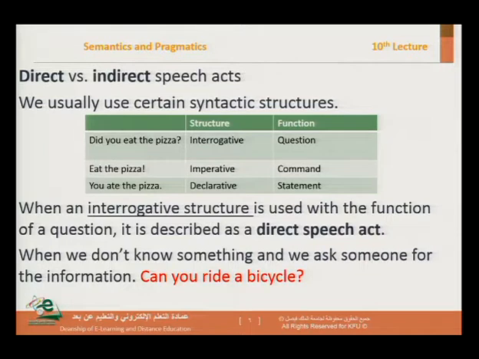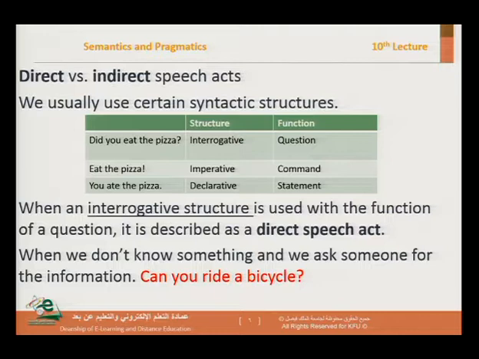So when a structure that functions as a question is found, we are basically asking about information. Did you eat the pizza? Yes or no? It's a direct speech act. It's a question. We're asking someone about the information. It would be the same if I say, can you ride a bicycle? Yes or no? I have a bicycle, and I just want you to try it. So I can ask you, can you ride a bicycle? Yes or no? All these examples are direct speech acts.